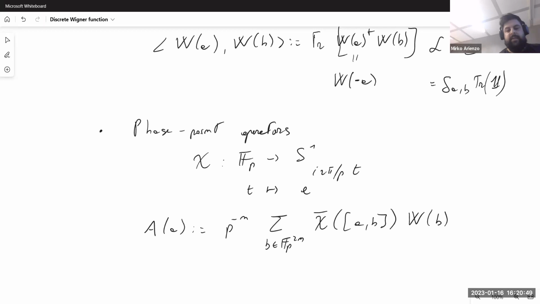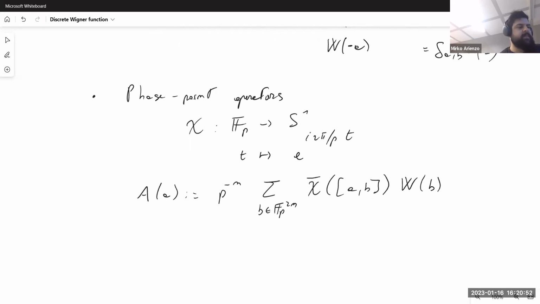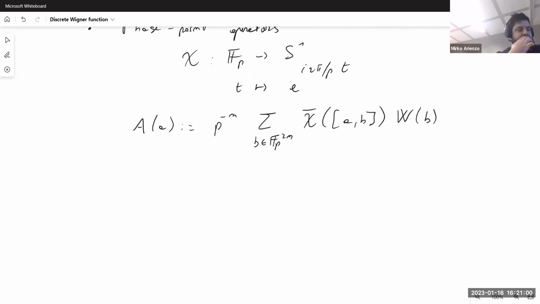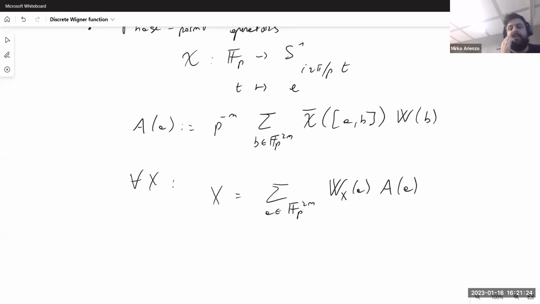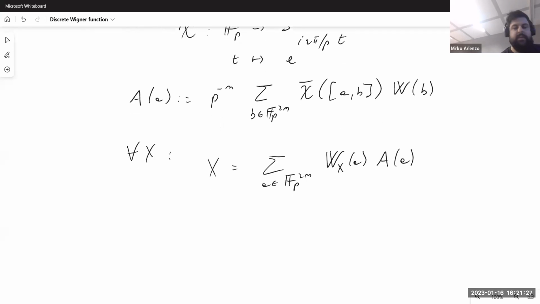And these operators form another basis in the space of operators we are considering. That means that we can decompose any operator in this basis, and so basically for any X we have the following decomposition. Here we have some coefficient associated with X, and then we have the phase point operator. And this coefficient here is the discrete Wigner function.